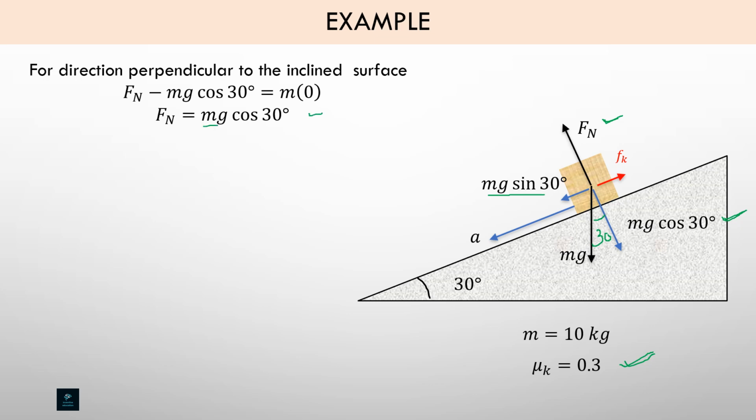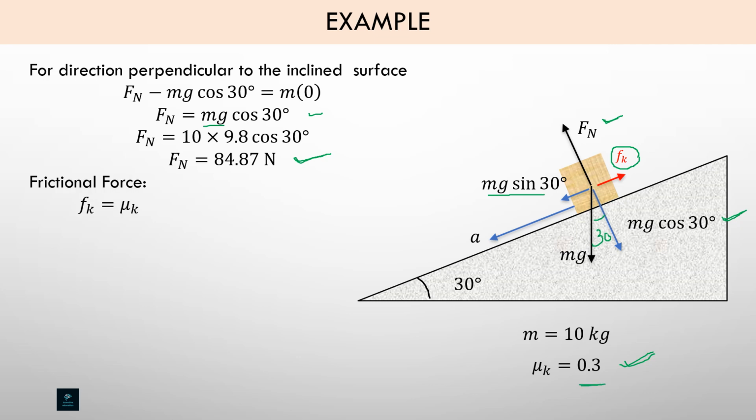Putting the values of m and g, we obtain Fn as 10 into 9.8 into cos 30. This is equal to 84.8 newtons. So now we can obtain the value of frictional force by multiplying normal force with the coefficient of kinetic friction. Therefore, the frictional force is Fk equal to mu k times Fn, which is 0.3 into 84.87, and this comes out to be 25.46 newtons.